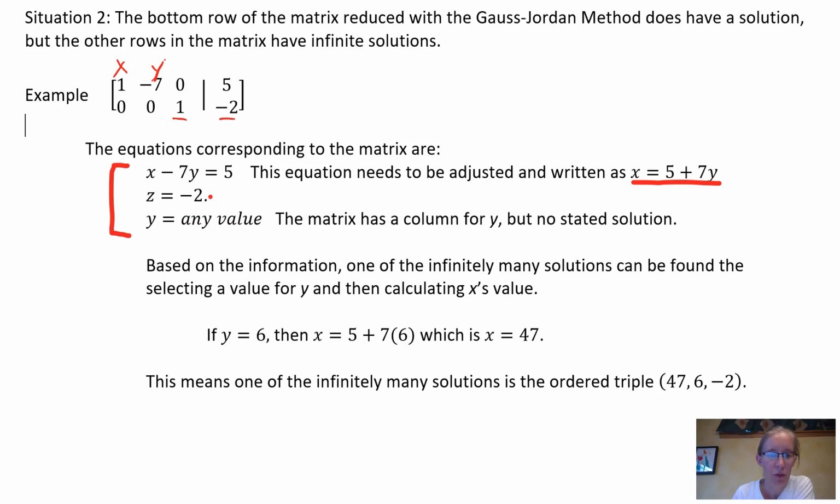z will be -2. So based on that information, one of the infinitely many solutions can be found by selecting a value for y and then calculating x's value. In this case, I let y equal 6. I randomly pick a number for y because y can be any number. Since y can equal 6 and I know x equals 5 plus 7y, I can put that 6 in for y. Following my order of operations, I find out x equals 47. This means one of the infinitely many solutions is the ordered triple: 47 for x, 6 for y, and -2 for z.